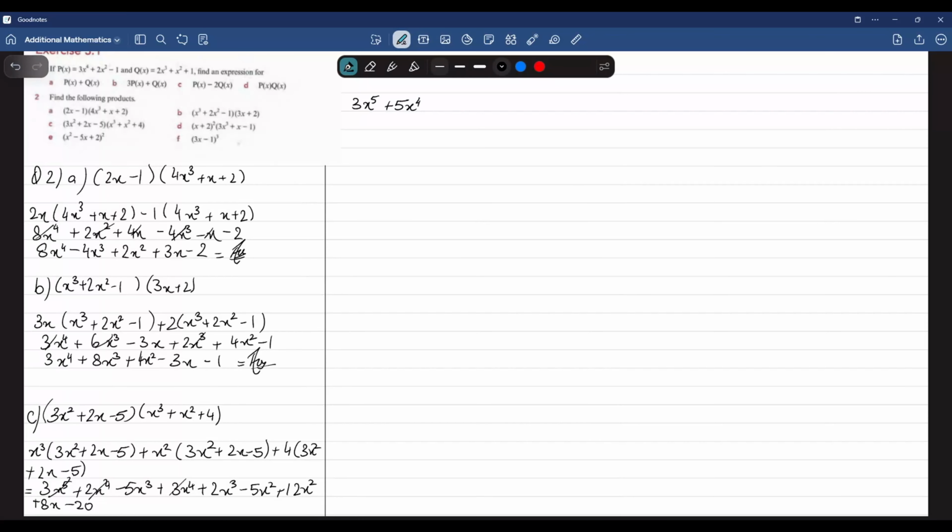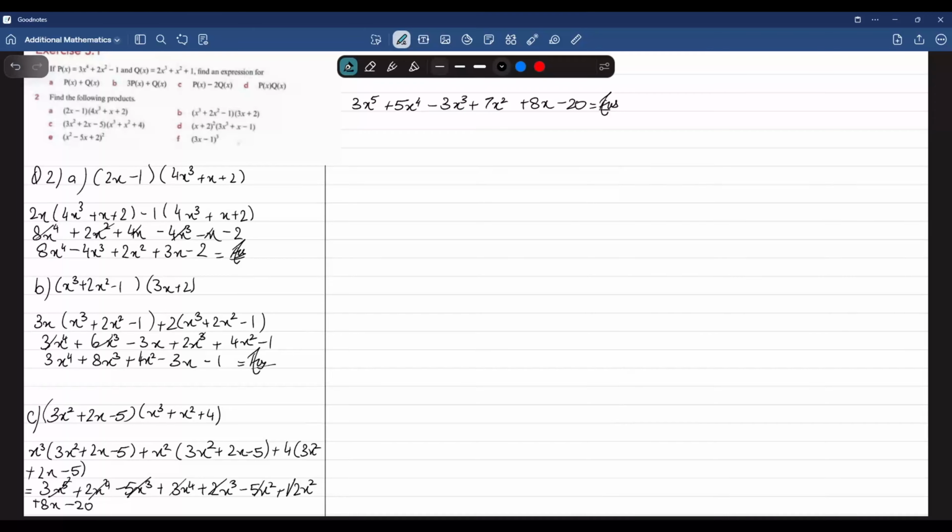Then we have negative 5x cubed plus 2x cubed, which will give us negative 3x cubed. We're going to write that down, negative 3x cubed. Then we have negative 5x squared and 12x squared. 12 minus 5 is going to give us positive 7x squared. And then we have plus 8x minus 20. And that is your answer.